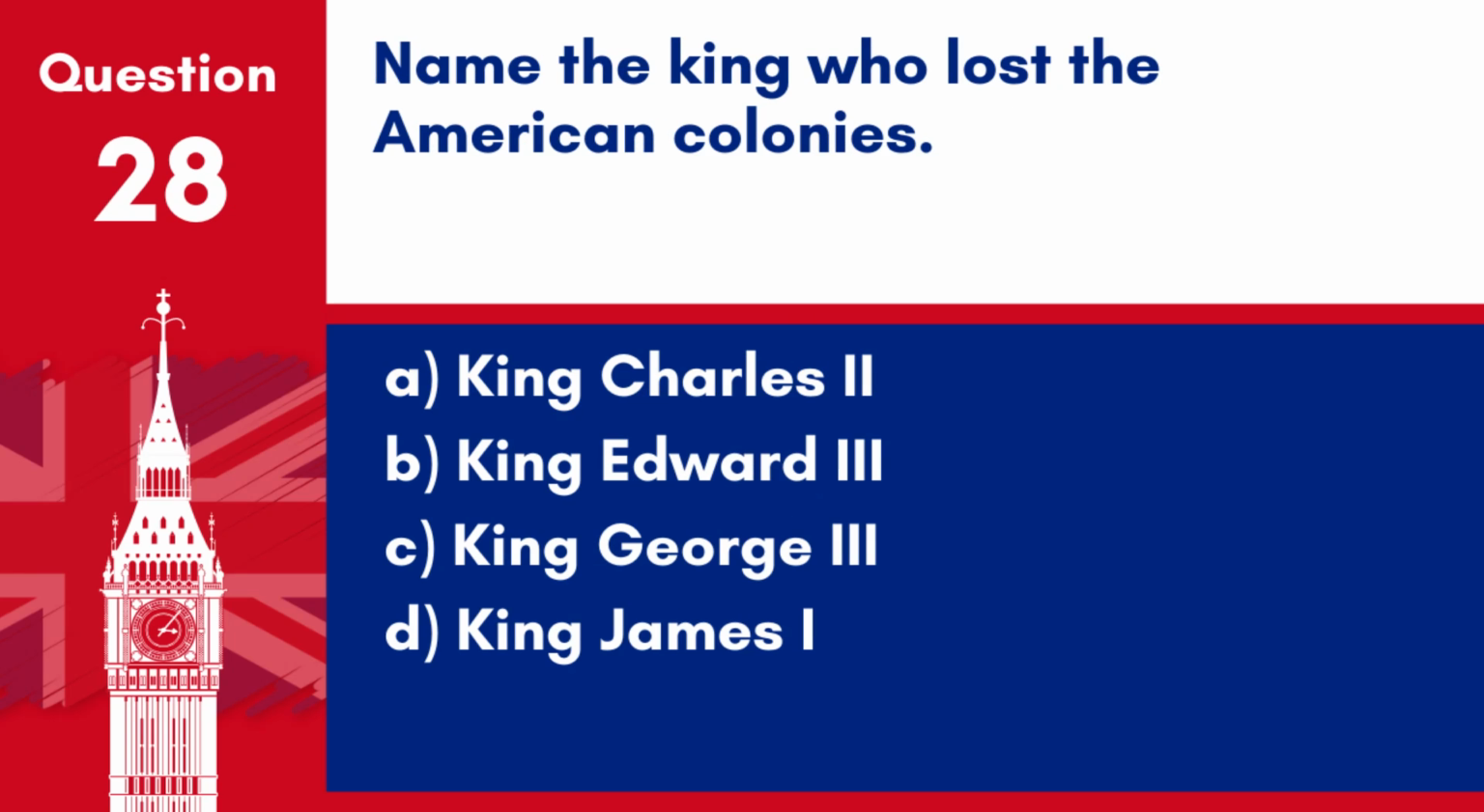Question 28. Name the king who lost the American colonies. A. King Charles II. B. King Edward III. C. King George III. D. King James I. Answer C. King George III. King George III was the monarch during the period when the American colonies were lost.